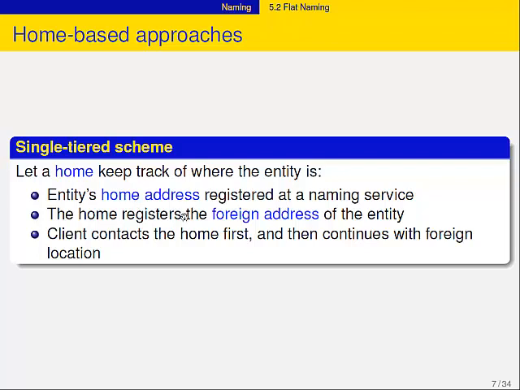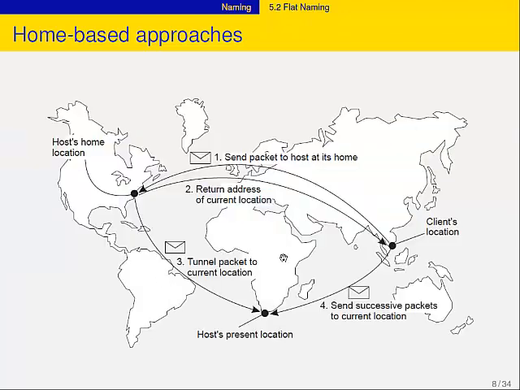And it also registers the foreign address. So if I move to another location, I tell my home server I'm over here, and then essentially you get this scheme. Okay? Here's my client, here's my home address, and here I am somewhere in South Africa. And what happens is that if this client wants to contact me, it first sends a packet to the home server using the IP address that is associated with me.